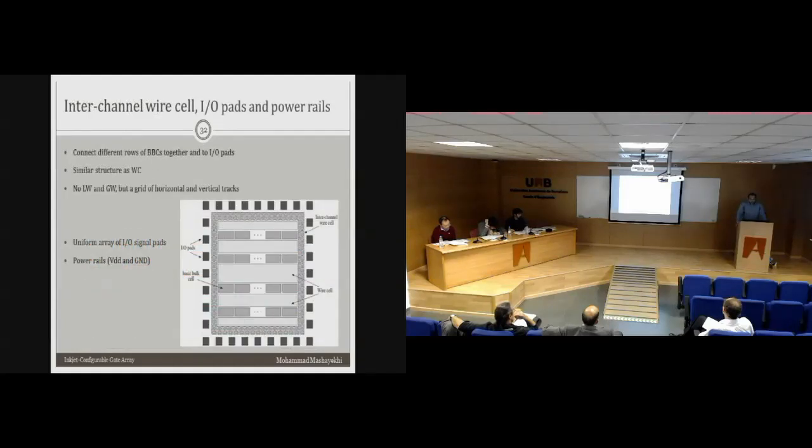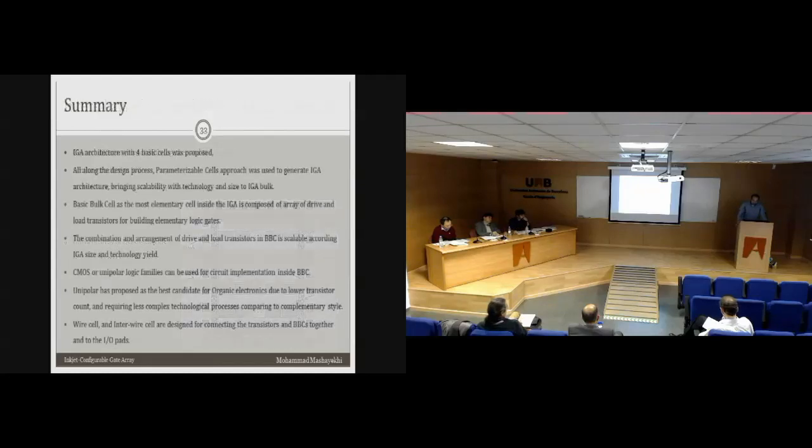And the third and fourth cells are interchannel wire cells and I/O paths. Interchannel wire cells are very similar to wire cells, but they are surrounding the core of the IGA, and the aim is to connect the rows of BBCs together, or connect them to input-output paths. And the I/O paths and power rails are the uniform array of paths and power rails, that supply rails that are distributed inside the gate array.